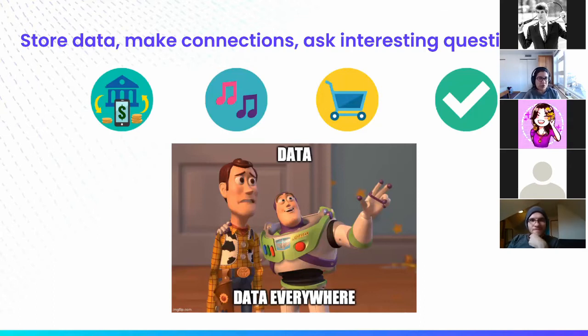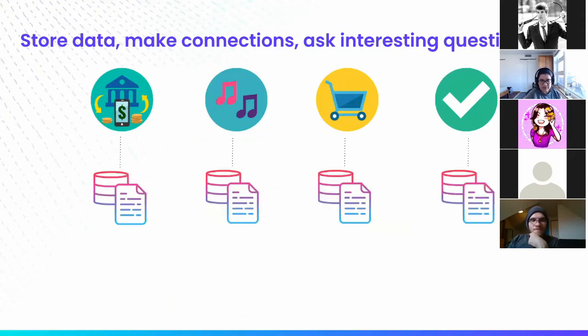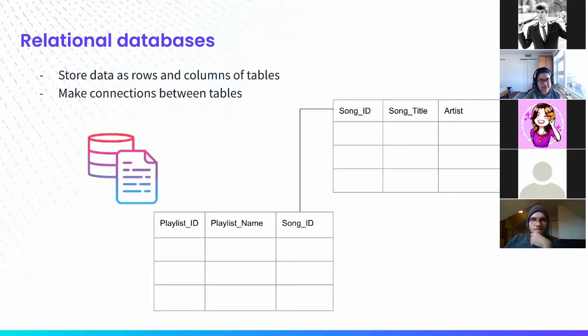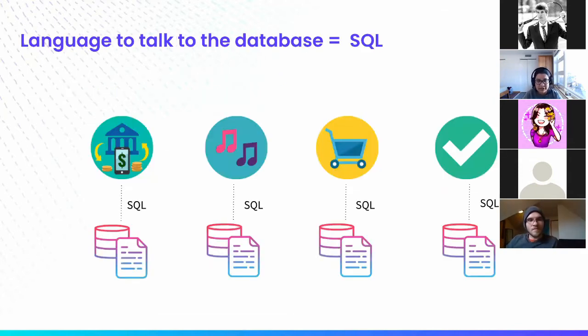And there are many, many ways that you can do this. You can store the data in the form of key value stores or as document stores. But one of the popular ways of storing it are relational databases. Relational databases are a way to store data in the form of rows and columns of tables, and then you make connections between the tables, and then you ask interesting questions of the data. And the language that you use to talk to the database and ask questions of it is called SQL. SQL is not the only language, but it's one of the most popular languages for talking to a database.